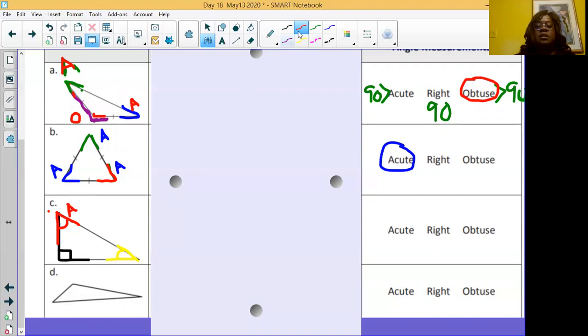Okay, let's go to the yellow angle. Yellow angle is what? Obtuse. No, what is it? Oh, you said acute. Acute angle. You're exactly right. The black angle is a what? I can draw a box in it. It is a right angle. You're exactly right.